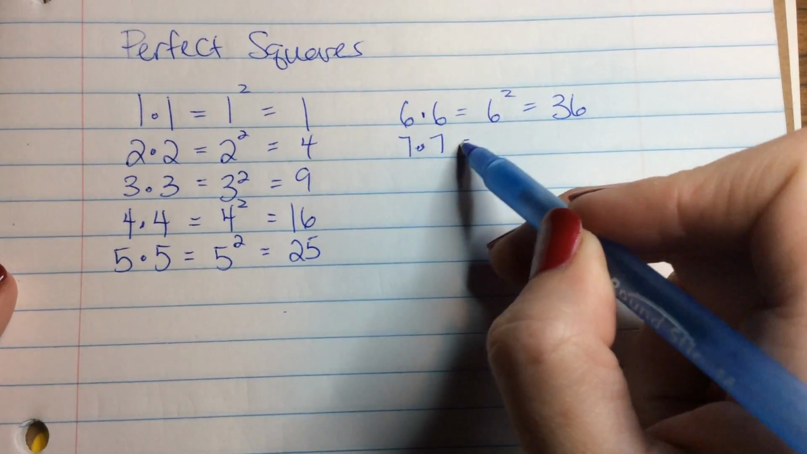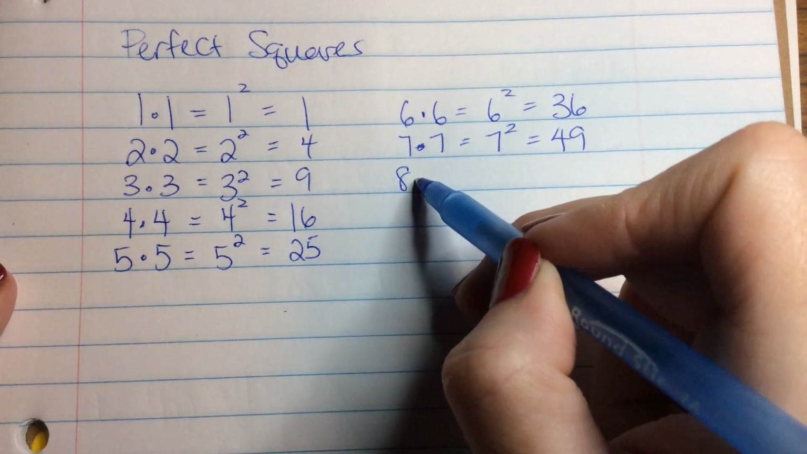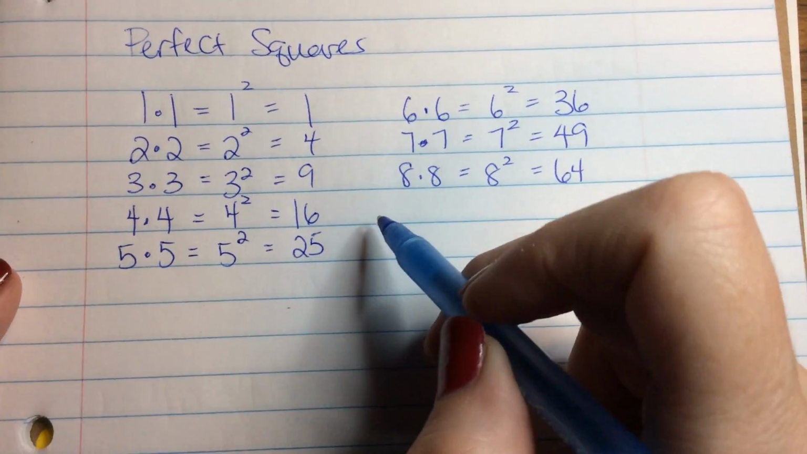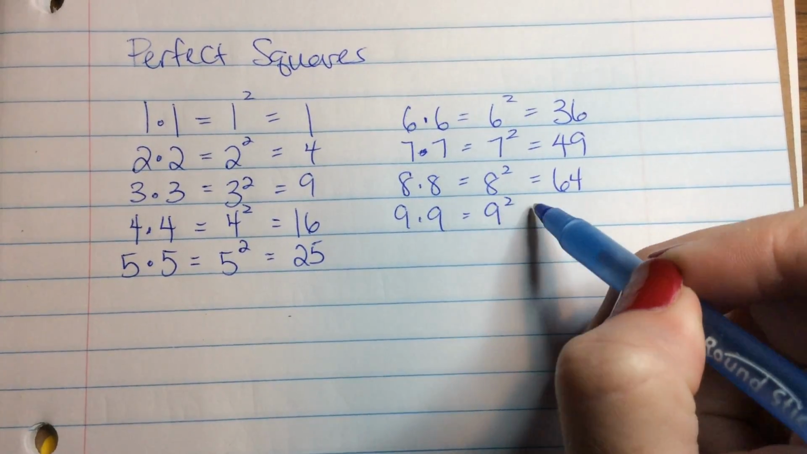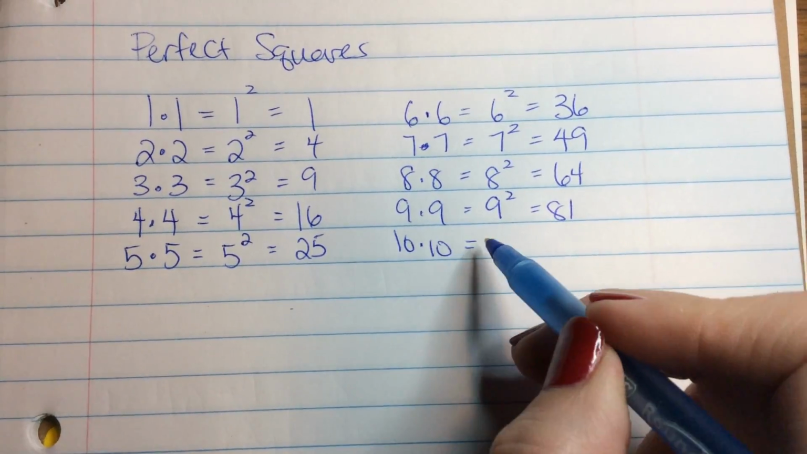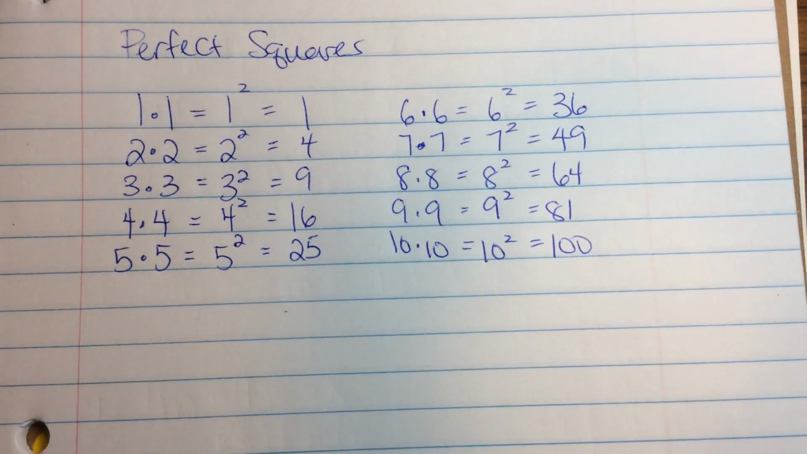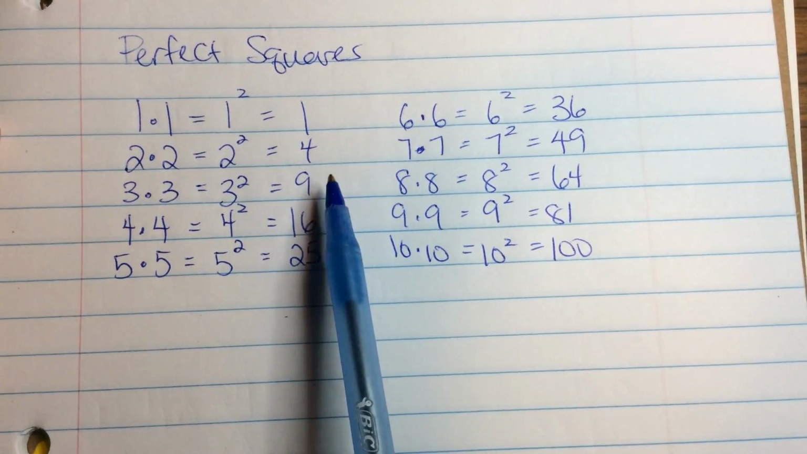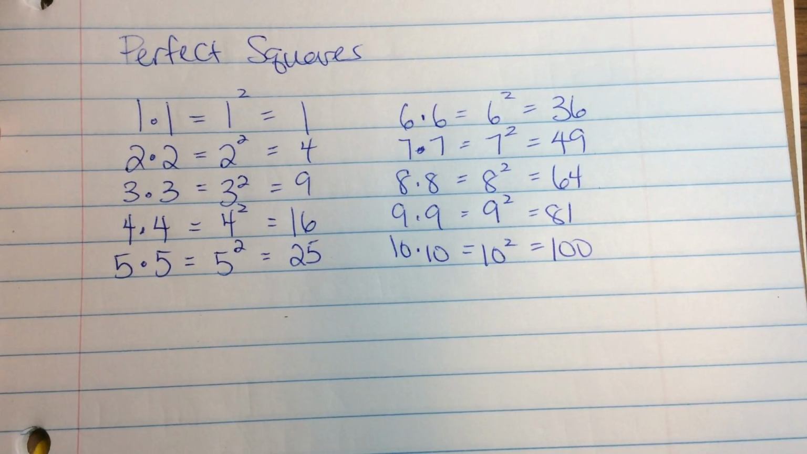7 times 7 is 49. 8 times 8 is 64. 9 times 9 is 81. And 10 times 10 is 100. So there's the first 10 perfect squares: 1, 4, 9, 16, 25, 36, 49, 64, 81, and 100.